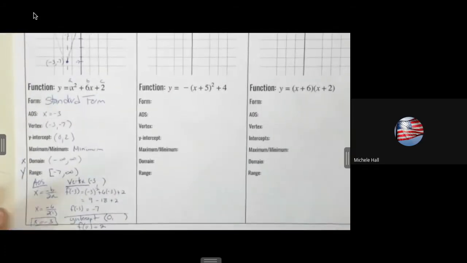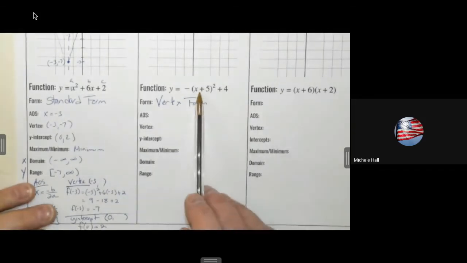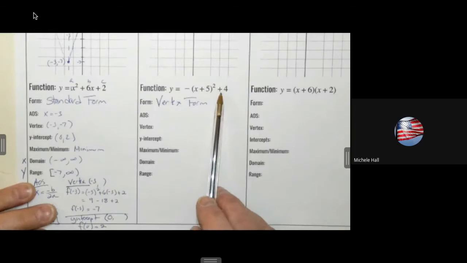All right. Function 2. What form is this one in? It's in vertex form. I wonder what would be the first thing I'd want to look for in vertex form. It's named vertex form, so vertex would be a good place to start. Raise your hand. Where's the vertex at? What do you got, Mary? Exactly. It's negative 5 and positive 4.